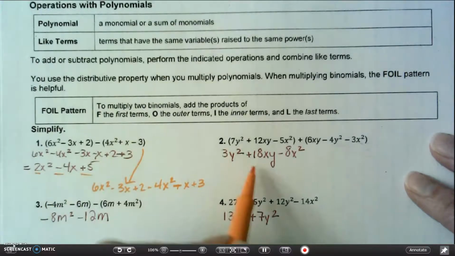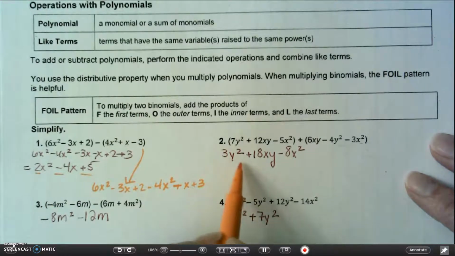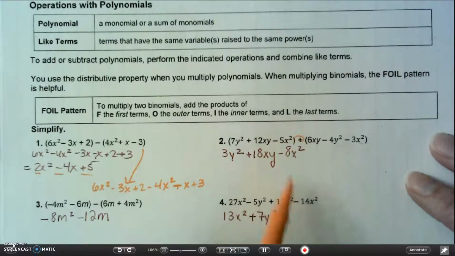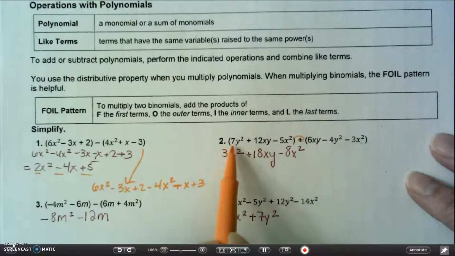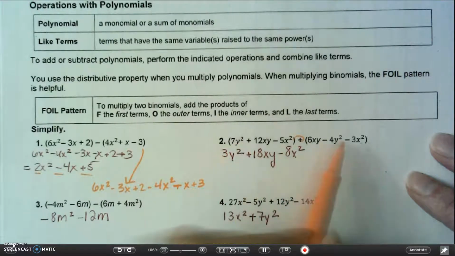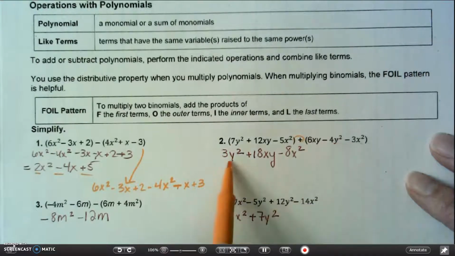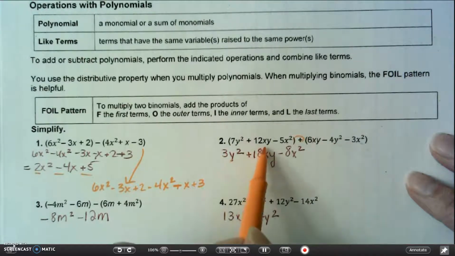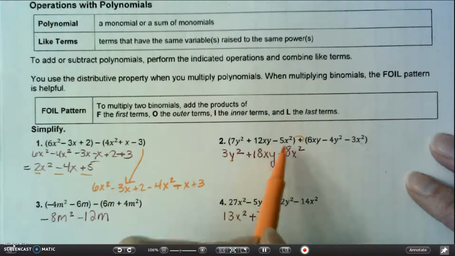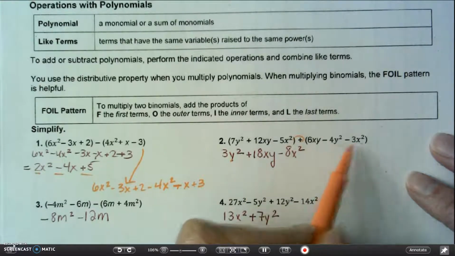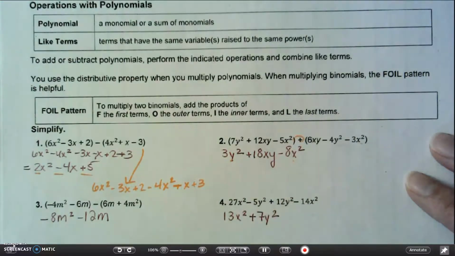Now number 2, there's 2 variables, so it doesn't matter the order. Here, there's a plus sign in between, so all you've got to do literally is combine like terms. So what are the y squared terms there? 7y squared and minus 4y squared is 3y squared. 12xy and 6xy is 18xy. -5x squared minus 3x squared is -8x squared. So don't overthink those problems.